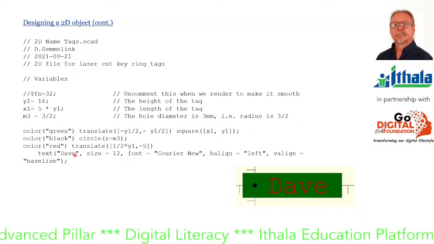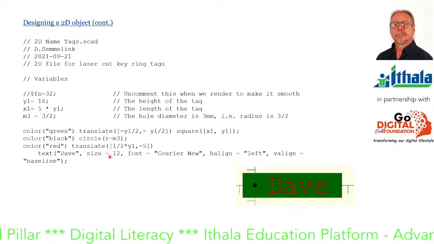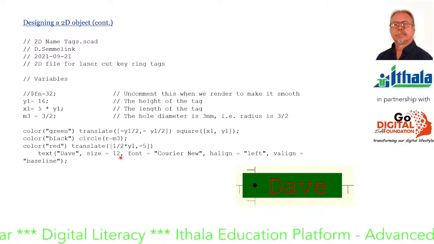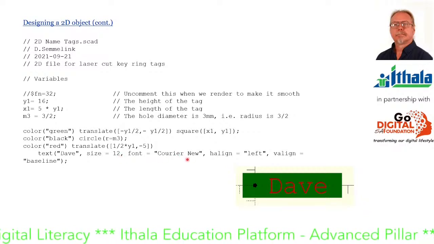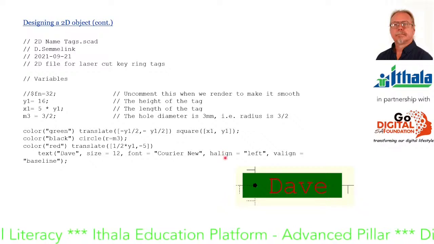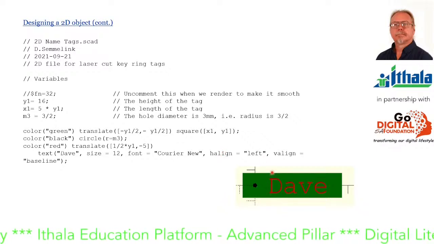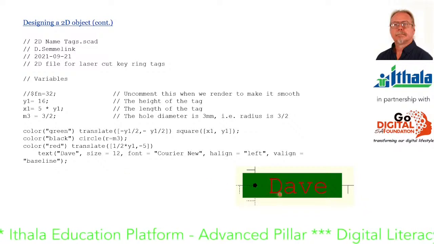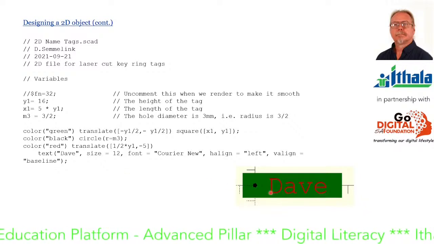Okay, and then we got the text, which is just Dave. So it shows Dave here. Said the size is 12. The font is Courier New, which is a very common font. Horizontal alignment is left, so it lines up on the left. Vertical alignment is baseline, so the bottom lines up here.